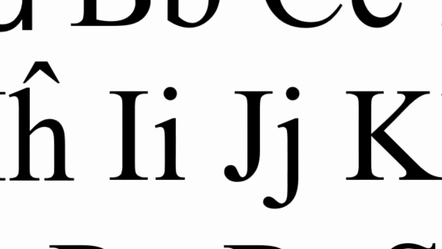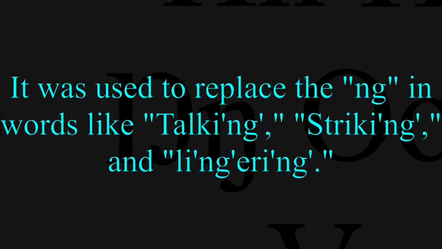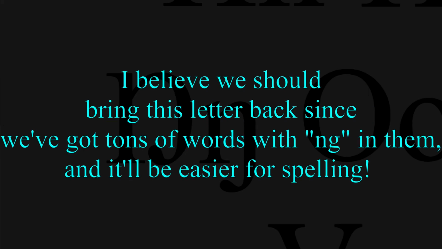I is the same, J is the same, K is the same, L is the same, M is the same. Now wait, there's two N's? The first N is the exact same, so no worries about that. The second N with the hook underneath is called eng. This actually was a real letter in the English alphabet until it got dropped. It was used to replace the ng in words like talking and striking. I think we should bring this letter back since it also is useful for spelling.